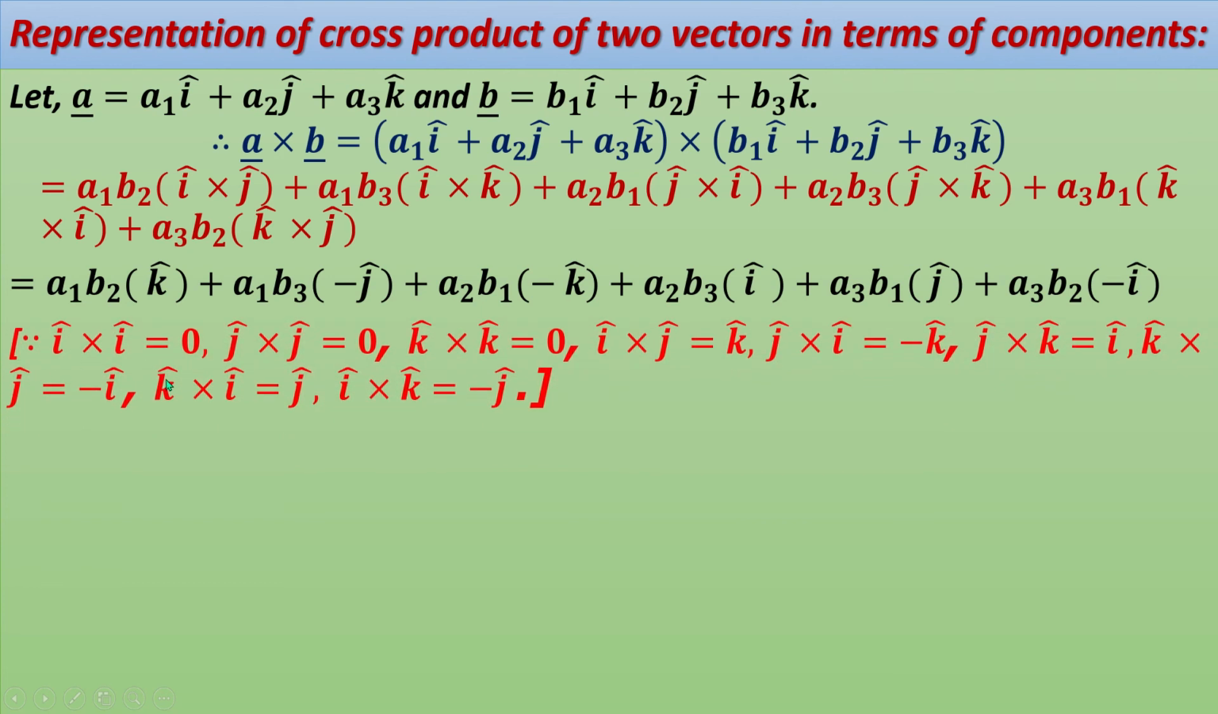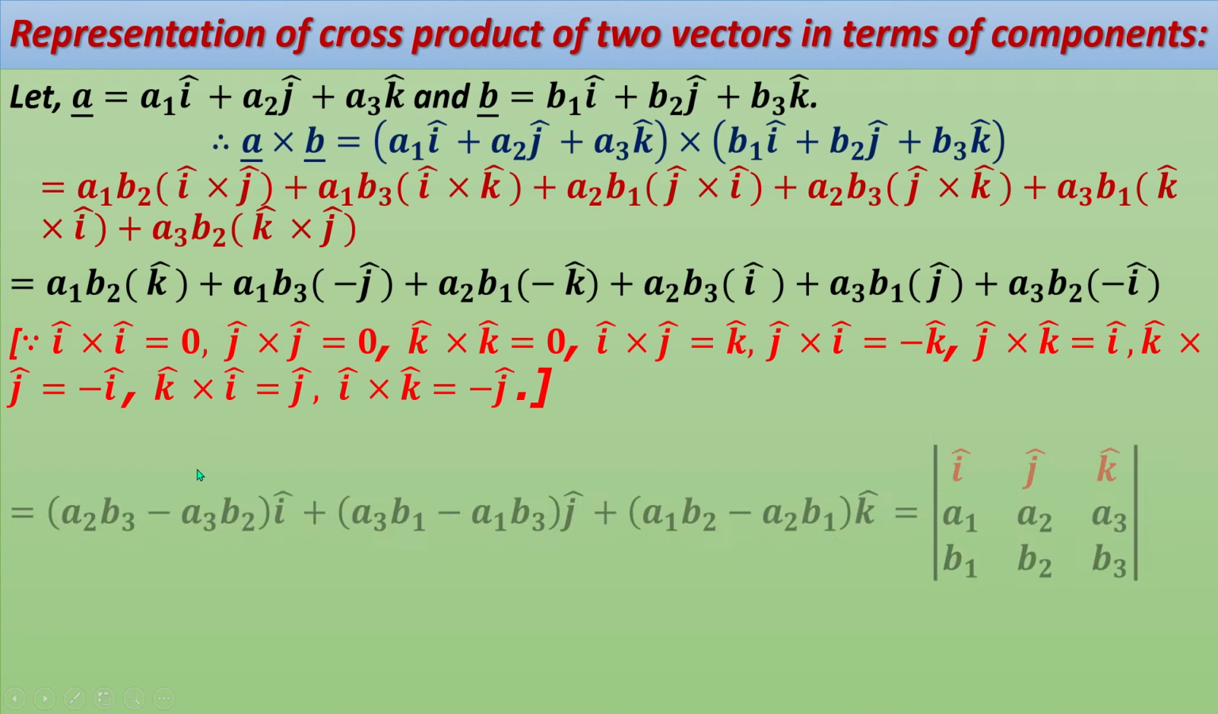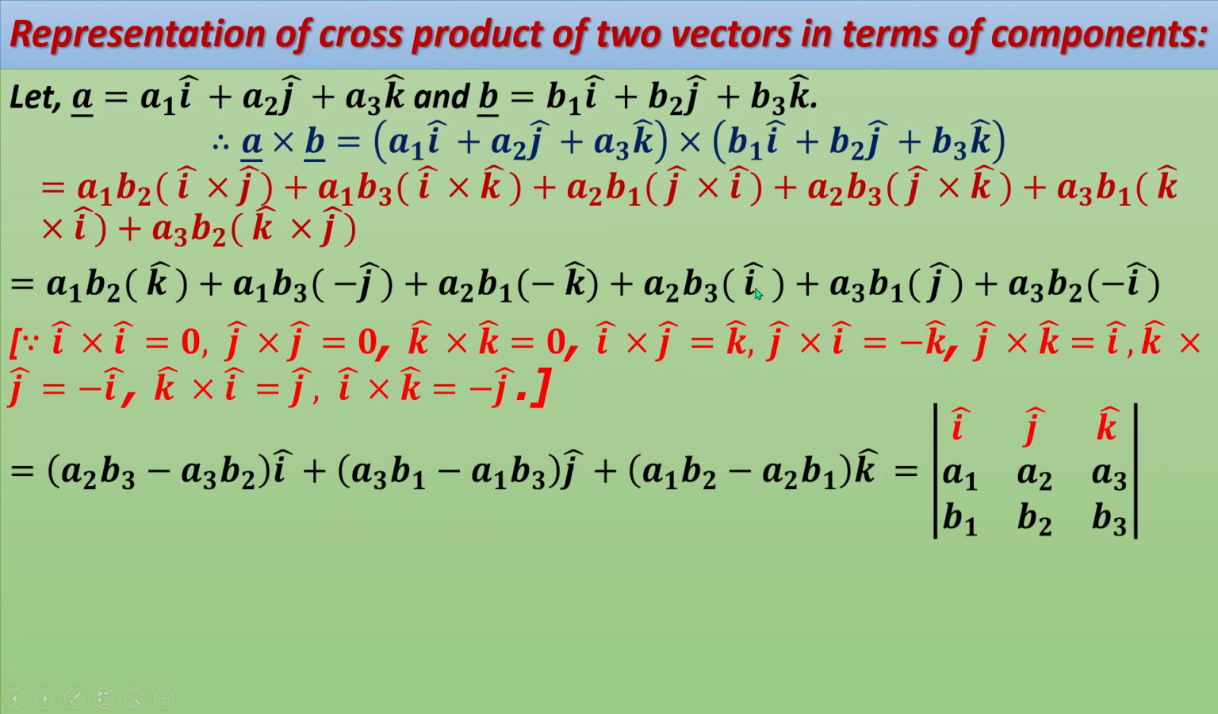Yes, this is a side note, this is a formula. i cross i means 0, j cross j means 0, k cross k means 0, and i cross j equals k, j cross i equals minus k, j cross k equals i, k cross j equals minus i, and similarly k cross i equals j, and i cross k equals minus j. That means we have applied this formula here. Clear everyone?